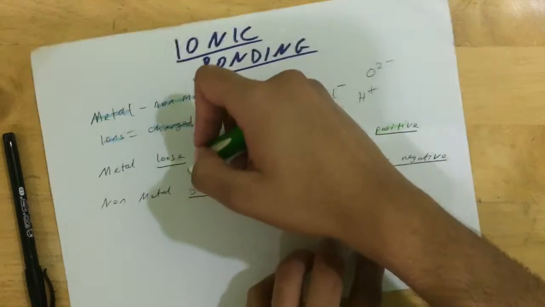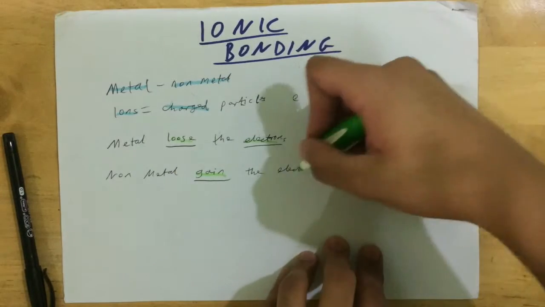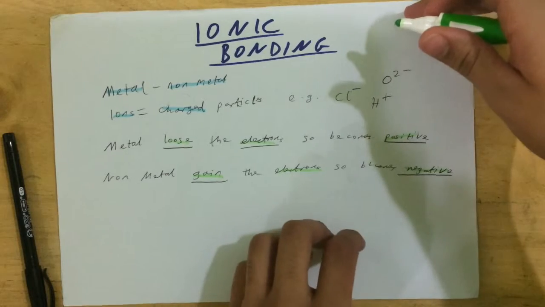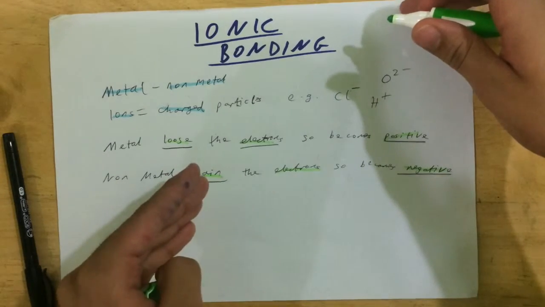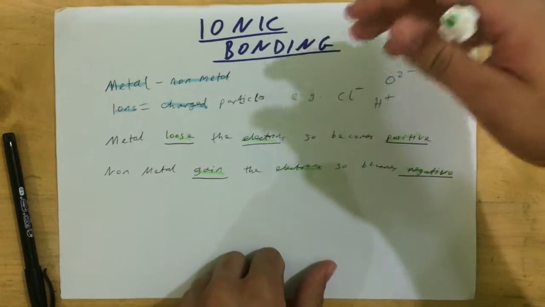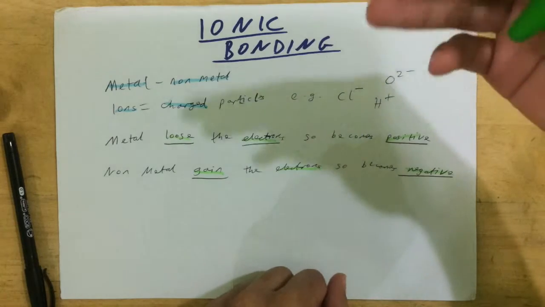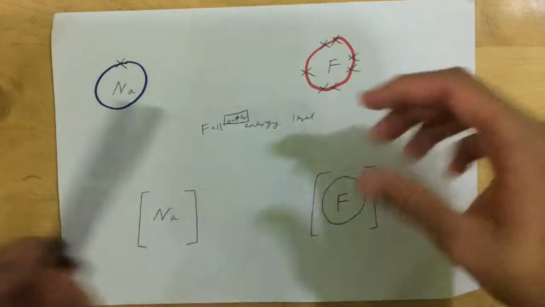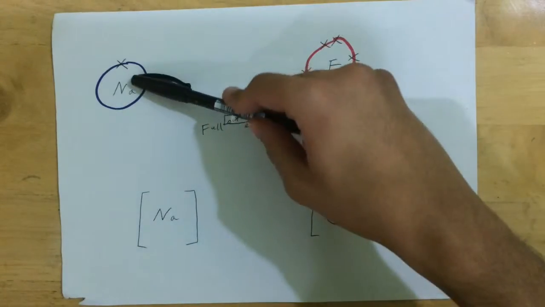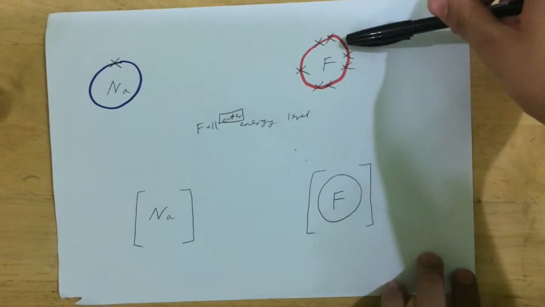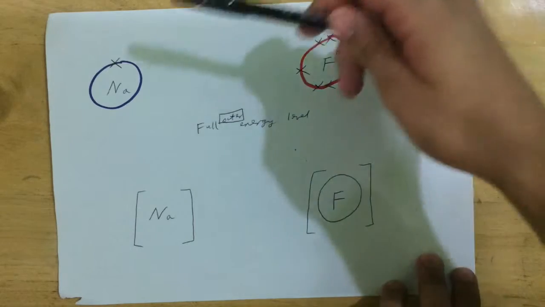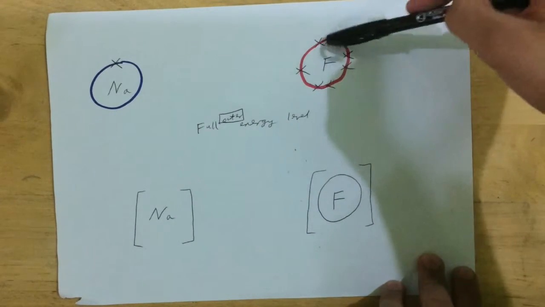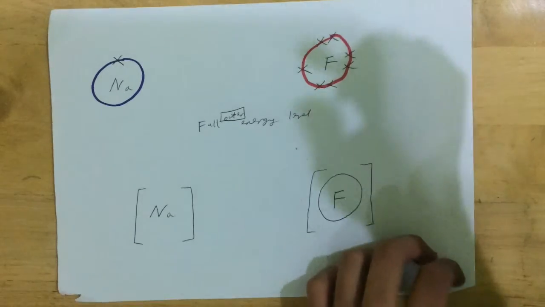And then the non-metal is the one that gains the electrons, so it becomes negatively charged. Because if you gain more electrons, then you'll have more electrons than protons, so you'll have an overall negative charge, because electrons are negatively charged. So in this example we have sodium and fluorine. I only drew the outer energy levels, the electronic structure of the outer energy levels, because we don't need the inner energy levels in this case.